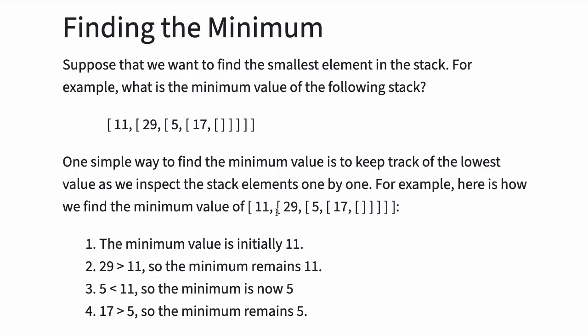The minimum value is initially 11. 29 is greater than 11, so the minimum remains 11. 5 is less than 11, so the minimum is now 5. 17 is greater than 5, so the minimum remains 5.